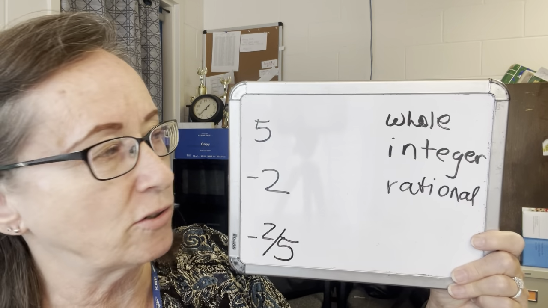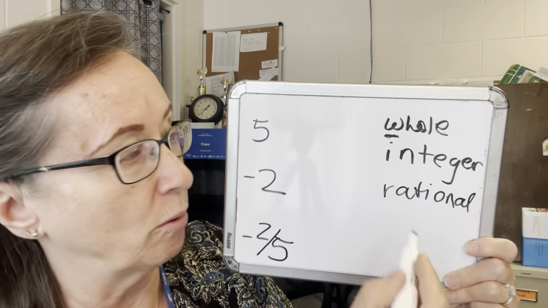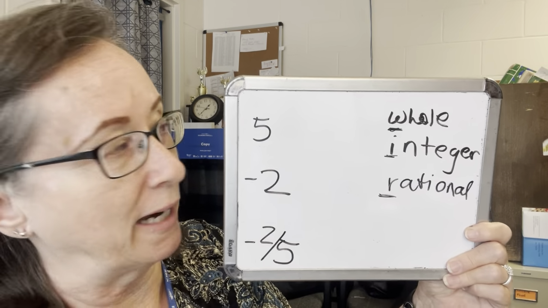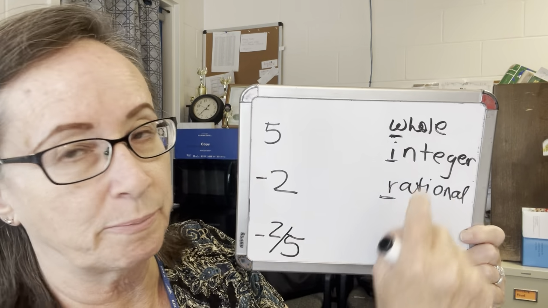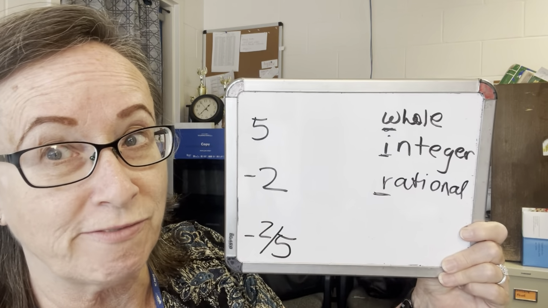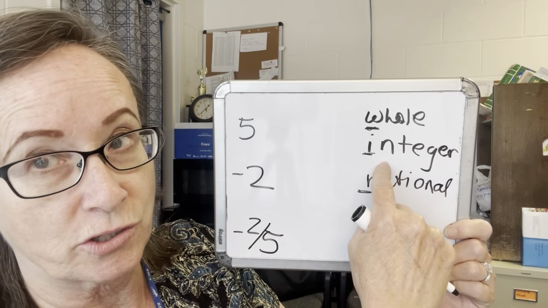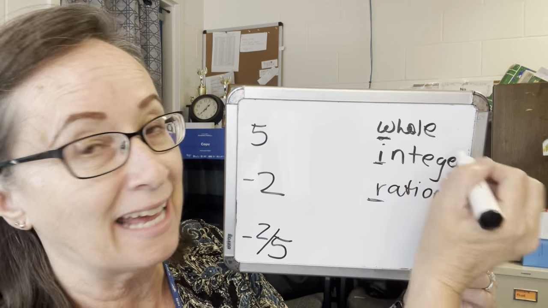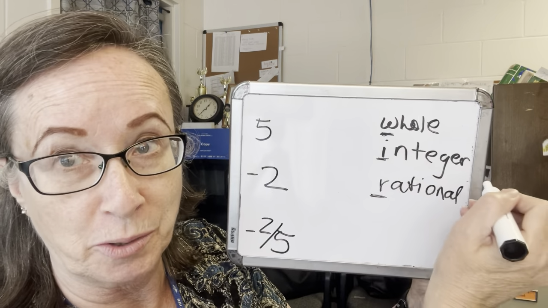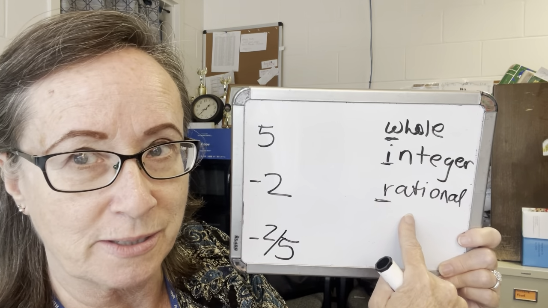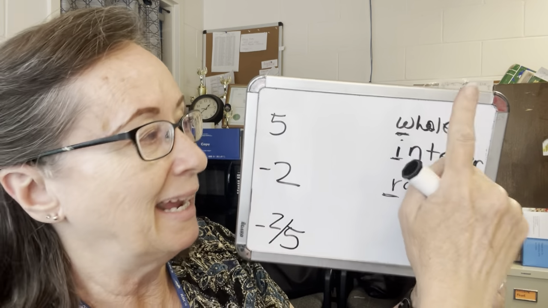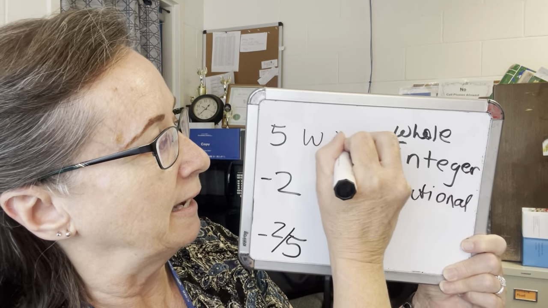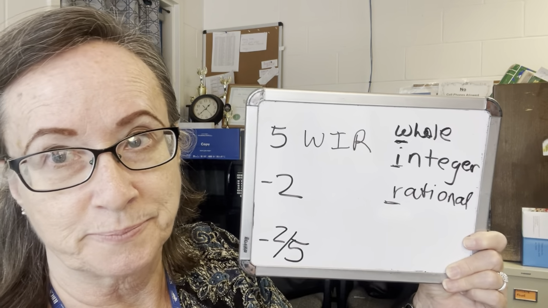Okay, so just for this exercise, I'm going to use W for whole, I for integer, and R for rational, just to make it a little bit less writing. 5 is a whole number. Remember, whole numbers are 0, 1, 2, 3, 4, 5, 6, and so forth. Integers are positive and negative whole numbers. So remember, this group belongs inside the integer group, and the integer group belongs inside the rational numbers. Since it's a whole number, it's also an integer, and it's also a rational number. So we're going to put whole, integer, and rational number for 5.